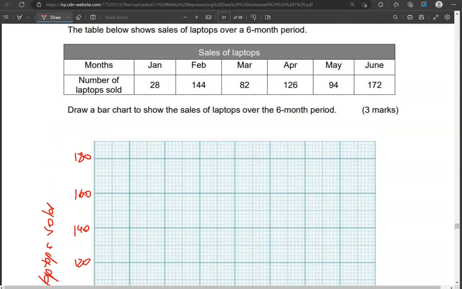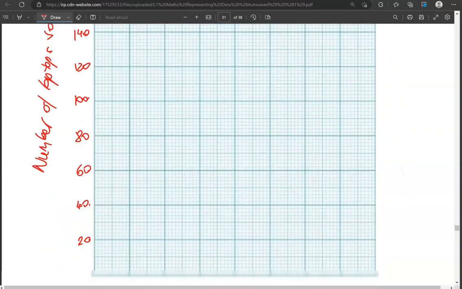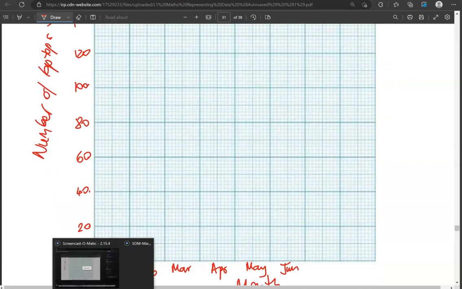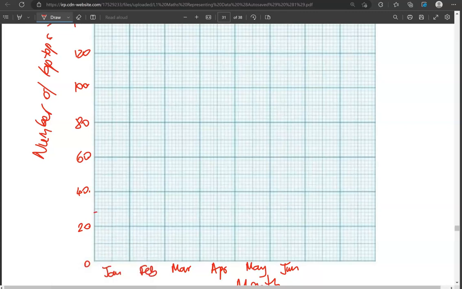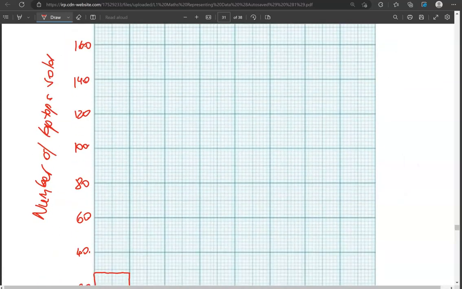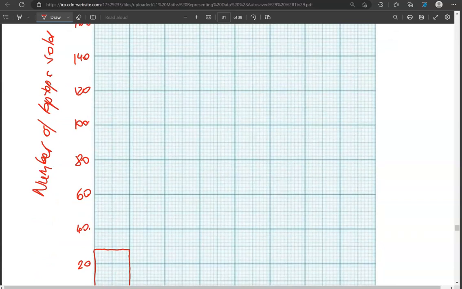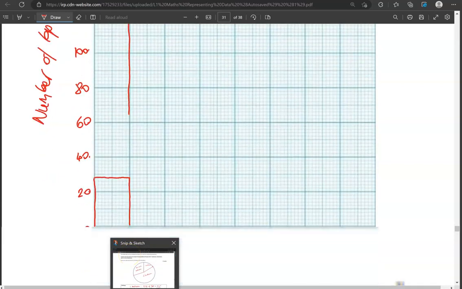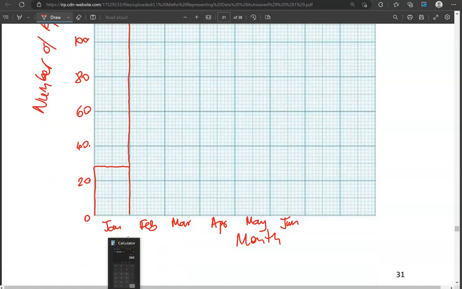So for January we've got 28. So there is 20, 22, 24, 26, 28. February 144. So 140, 144. So each little square represents 2 laptops.